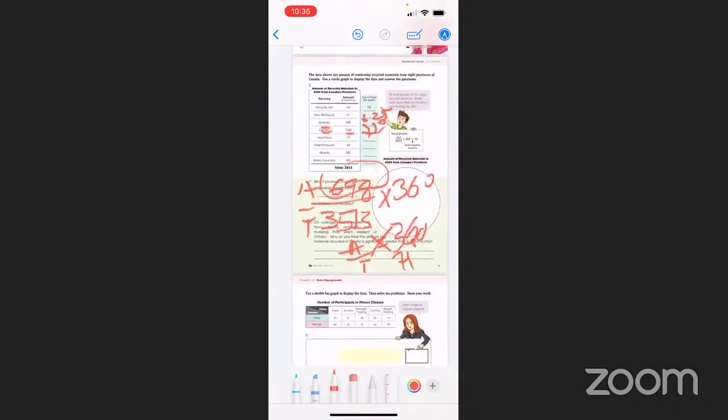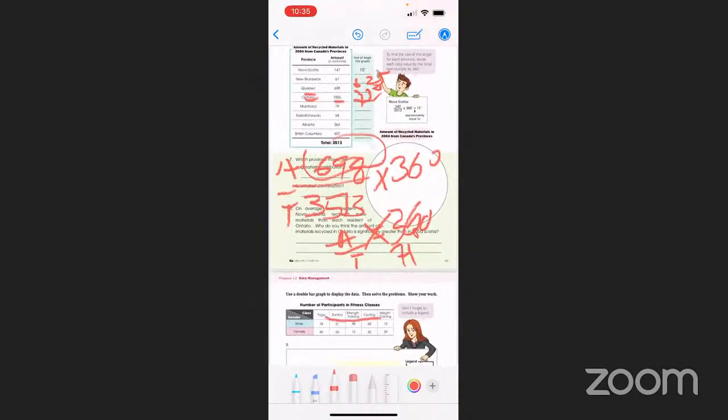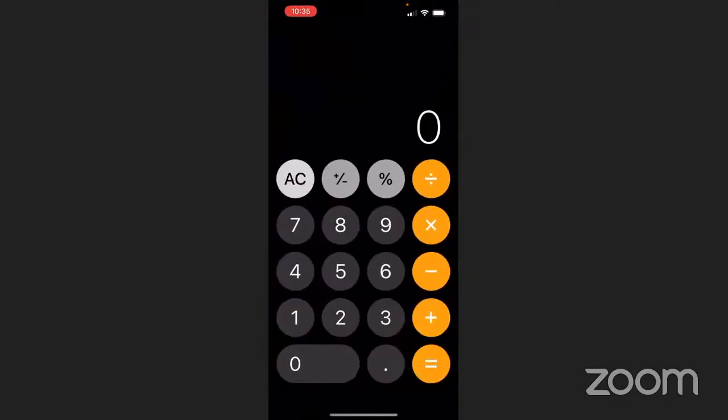So we have to divide the amount. So what is the amount, Haika, for Ontario? I got 1505 divided by 3513, you get 0.4. Times that by 360, what do you get? 154. 154 degrees. Okay, let's do that one. So what was the value on top? 1505 divided by 3513. Yeah, 0.4 times 360.